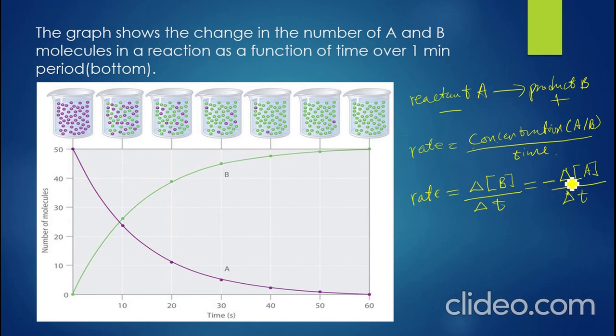Where this is a delta, which means change, and these square brackets mean the concentration of A, over change in what? Time. So you need to know this. This is very much important. You need to know this formula. Very much important. So let me try to show you so that you can understand fully.